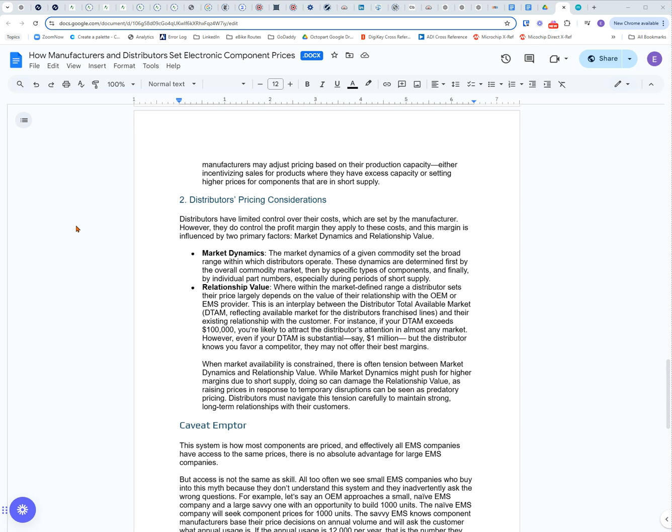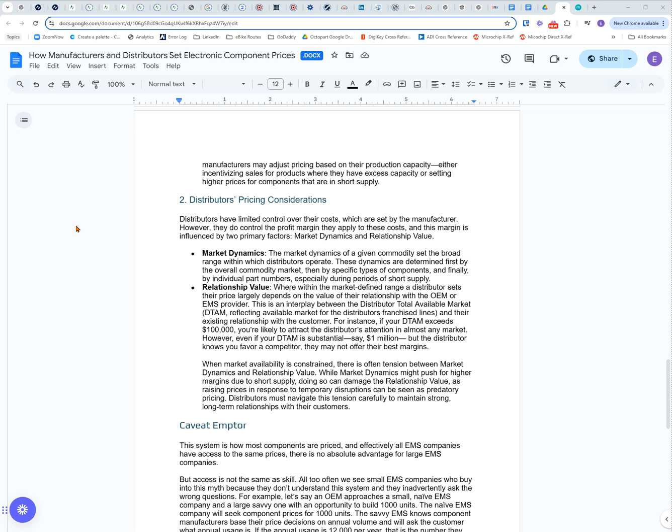Then the second thing is, what do distributors care about? What is their main thing when it comes to pricing? Now, obviously, they don't have any control over their costs. The cost is set by the manufacturer for the reasons we described above. But they do control their own profit margin that they apply to these costs.